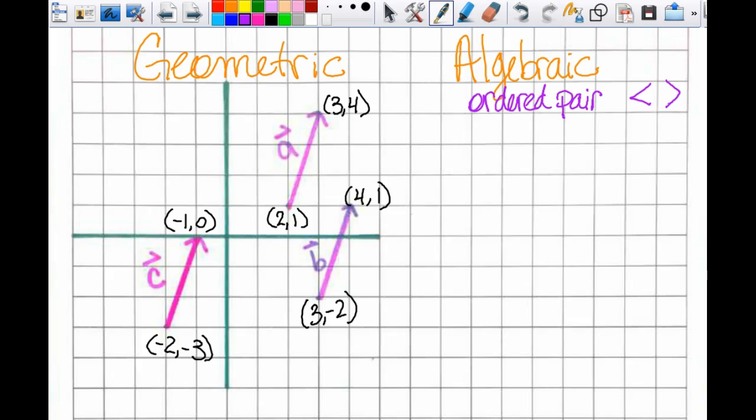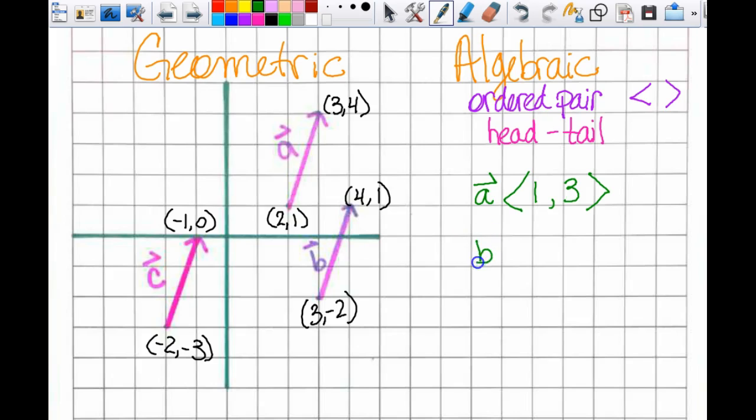So to find this ordered pair, all you have to do is, you said you'd rather use head than tip. So head minus tail. The ordered pair for the head minus the ordered pair for the tail. So when I look at vector A, and I'm going to have it in component form, it's this ordered pair minus this ordered pair. So 3 minus 2 is 1. 4 minus 1 is what? 3.